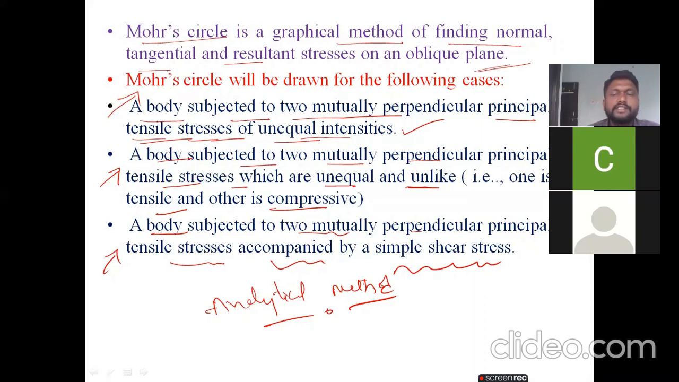My dear students, please go through this. In this graphical method, we will discuss the derivation for the first case, then one problem. For the second case, derivation and one problem. And for the third case, derivation and one problem. With this, we will finish Unit 1. Now coming to case 1, I will write here.